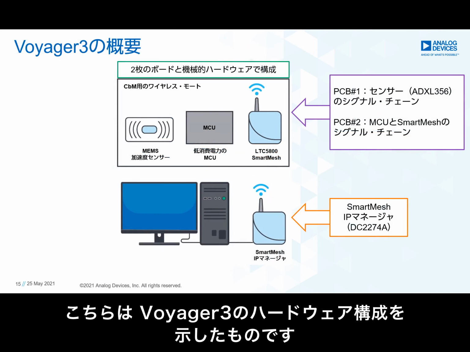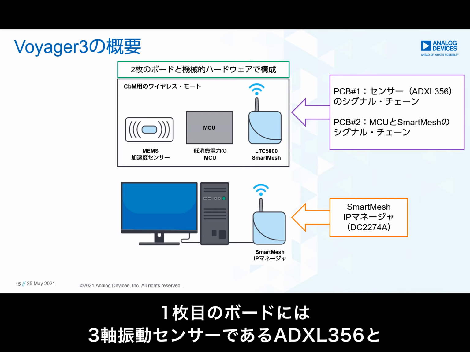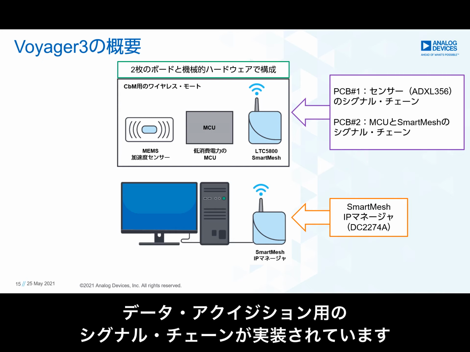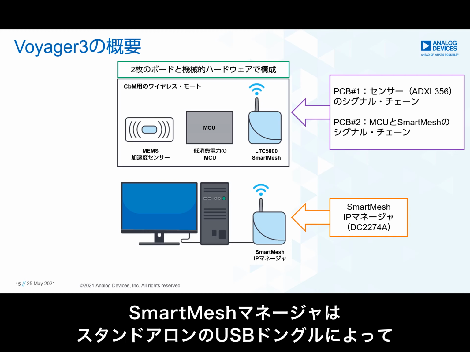This slide provides an overview of the Voyager hardware implementation. The wireless CbM mote consists of two hardware PCBs. One PCB is used for the ADXL356 triaxial vibration sensor and data acquisition signal chain. The second PCB includes a microcontroller and SmartMesh antenna PCB. The SmartMesh Manager is a standalone USB dongle placed in the PC.